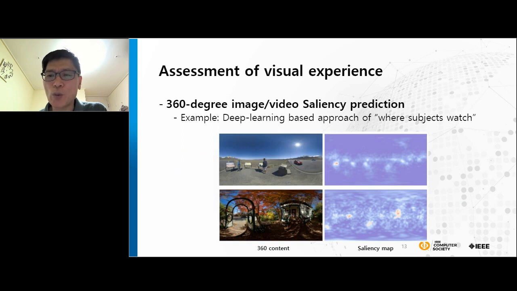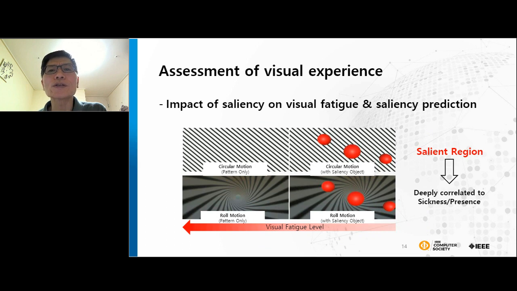And also, when you wear the head-mount display and watch the video contents, the human eye may focus on a certain object very carefully, right? Which is called saliency. So in this standard, which object should be focused on when you're watching the 360-degree visual contents? So this saliency prediction is one of the topics in our standard. So this is one example of how much effect there is according to the saliency.